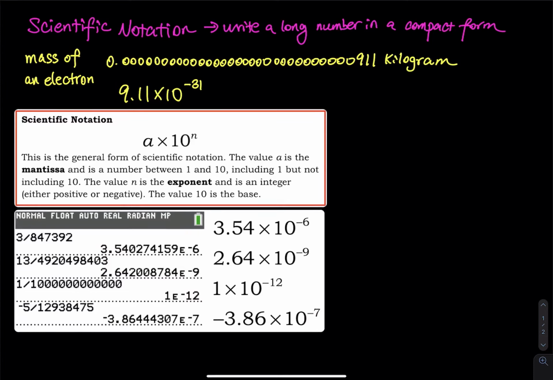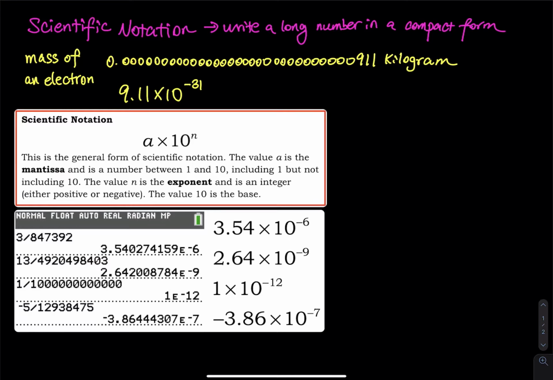In science and mathematics, people often need to deal with extremely large or extremely small quantities. For example, in science, the mass of an electron is 0.000...911 kilogram. Writing such a number is very cumbersome, so scientists and mathematicians came up with a way to write a very long number in a more compact form, which is scientific notation. The scientific notation of this very long number is 9.11 times 10 to the negative 31.